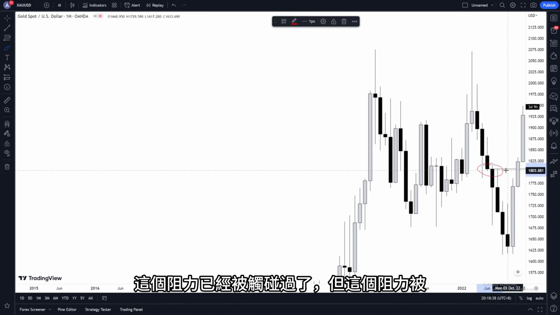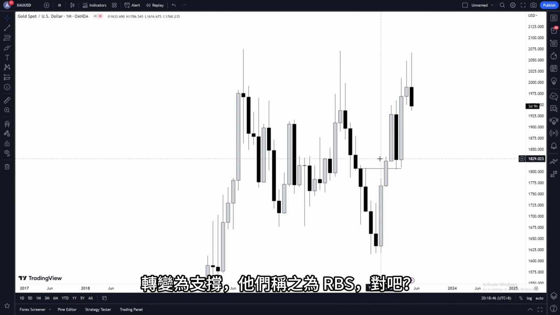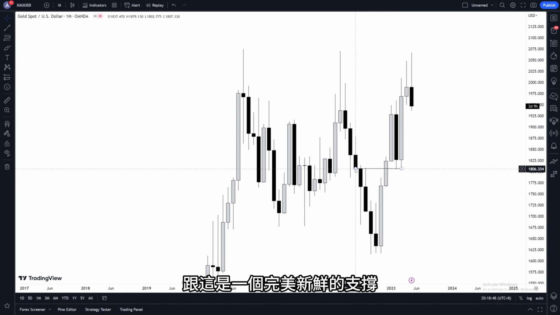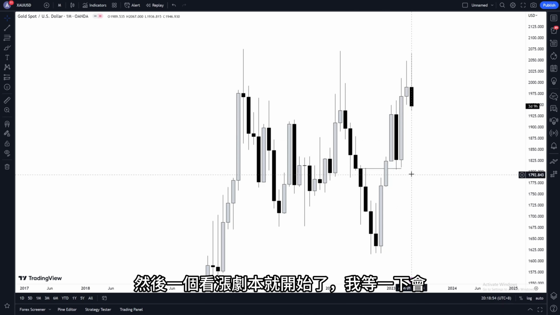But this resistance being tapped has nothing to do with this open close resistance becomes support, RBS they call this, right? It has nothing to do with this being a perfectly fresh support. Now, see how this candle has come and touched this, and then a bullish storyline has started, and I'll show you that in a second.